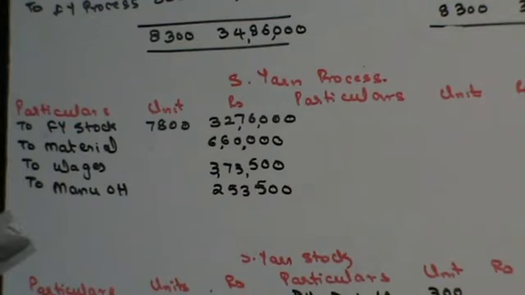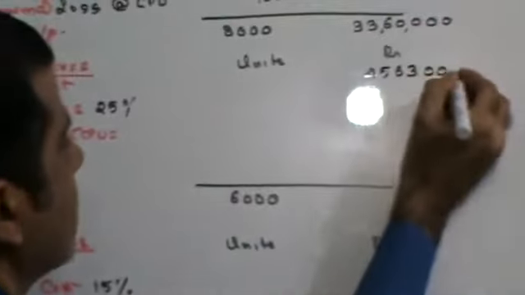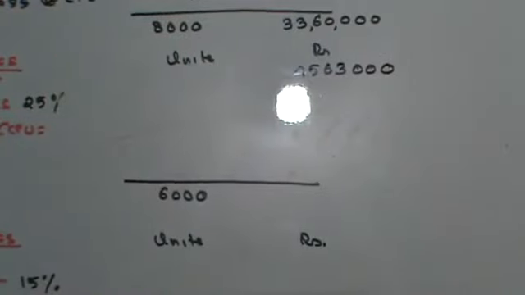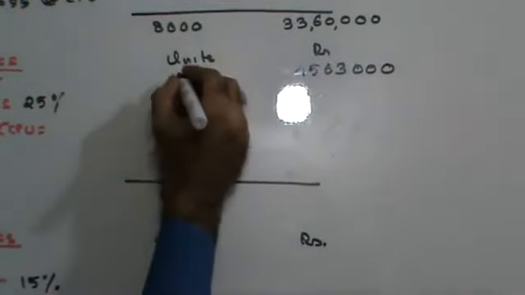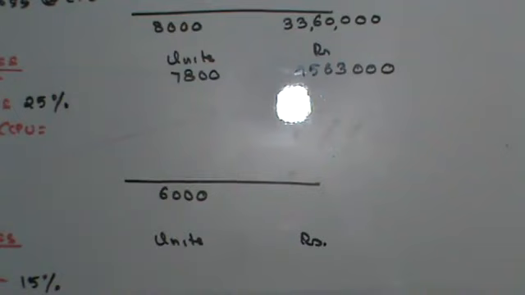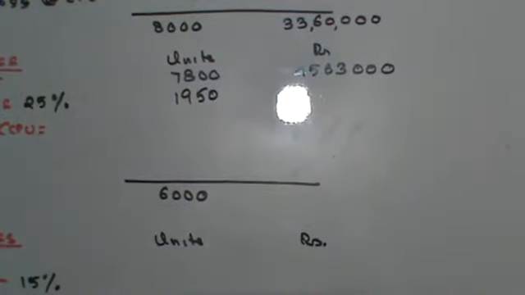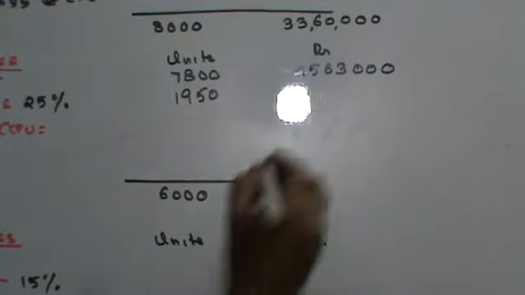In which case I will get this as 45,63,000. Right? And the units are 7,800. Now they've given you normal loss is 25%. Now 25% of 7,800 is going to be 1950. You have to multiply that by the scrap value. Scrap value is 300 rupees. So 1950 into 300 rupees is 5,85,000.